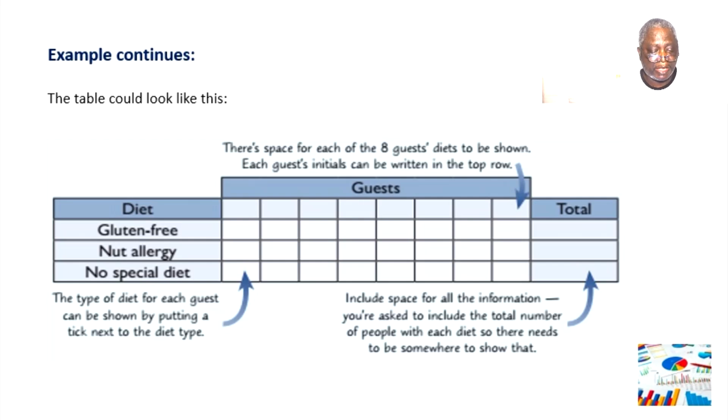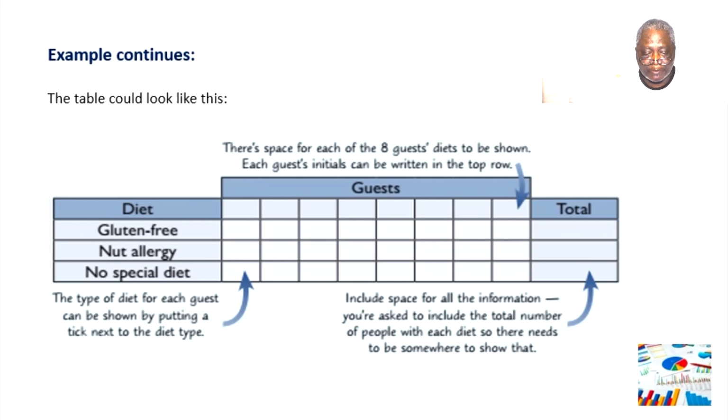And then on the left you have diet. So all you need to do is look at who wants gluten-free or nut allergy or no special diet, and you put their names against it under the guests. And then on the total column you add them up, so you'll be able to have your answer correct. The type of diet for each guest can be shown by putting a tick next to the diet type.